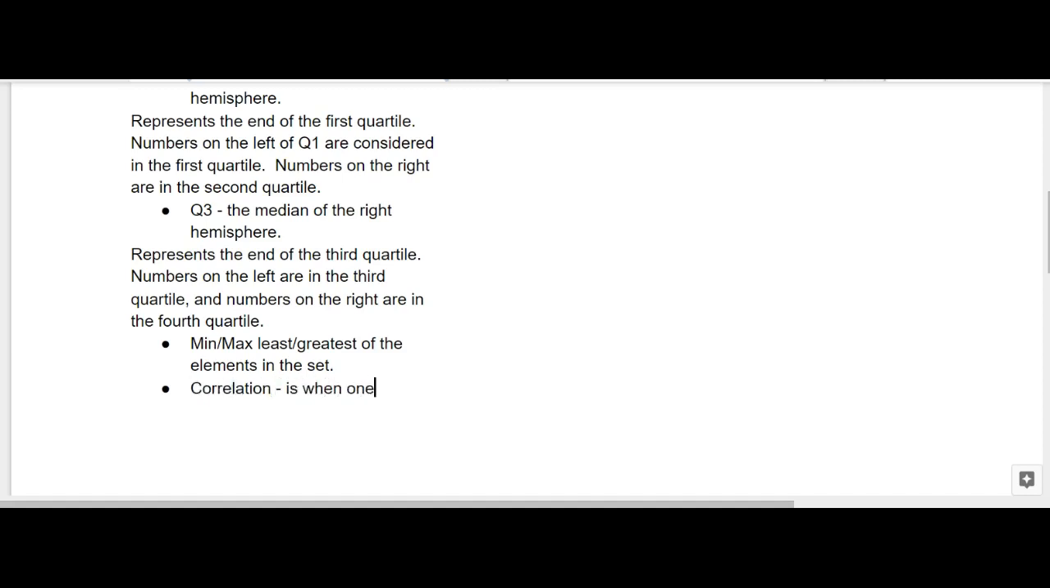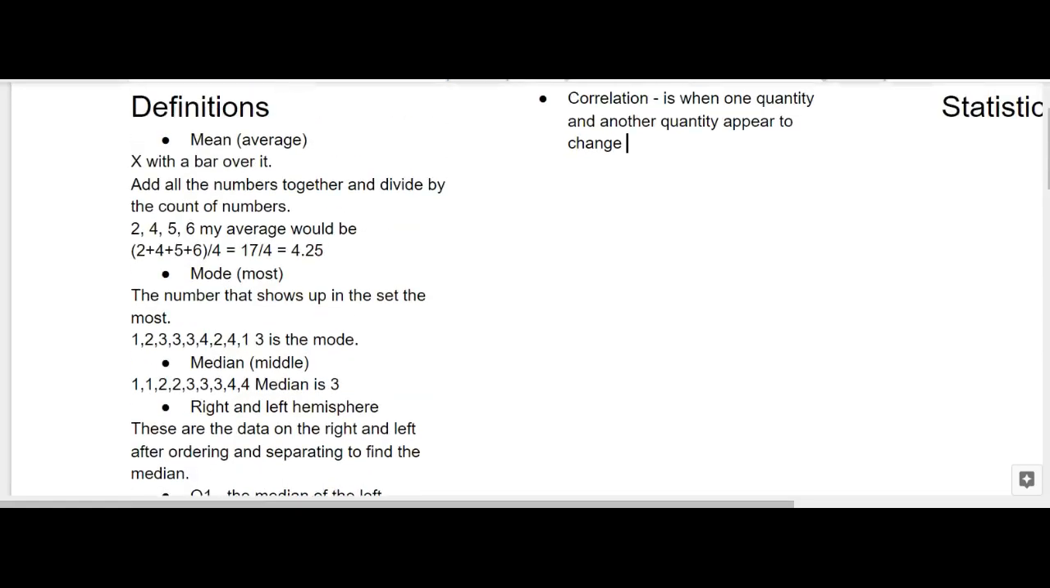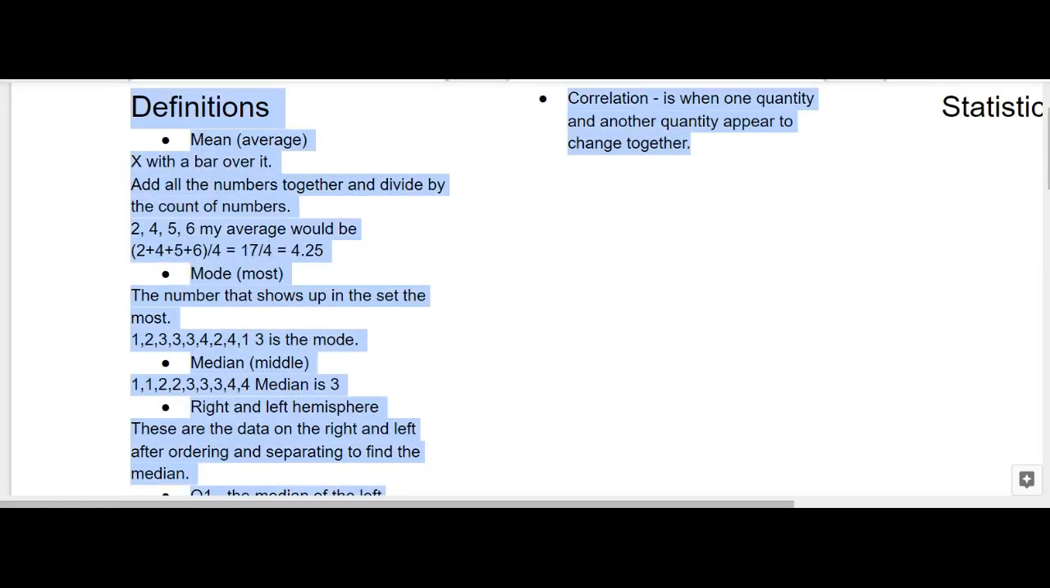Correlation is when one quantity, something that we're measuring or counting, right, and another quantity appear to change together. So what are we saying there? What does that mean? I'm trying to fit a lot here. I get that it's a lot.